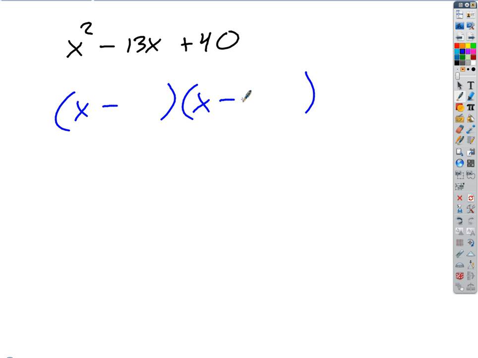Okay, I think that's helpful because then all you've got to do now is not worry about the signs of the numbers anymore. You're just finding numbers that multiply to 40 and add to 13. You already know they're both negative. So what are they? -8 and -5. 5 and 8, yeah. Make sense?